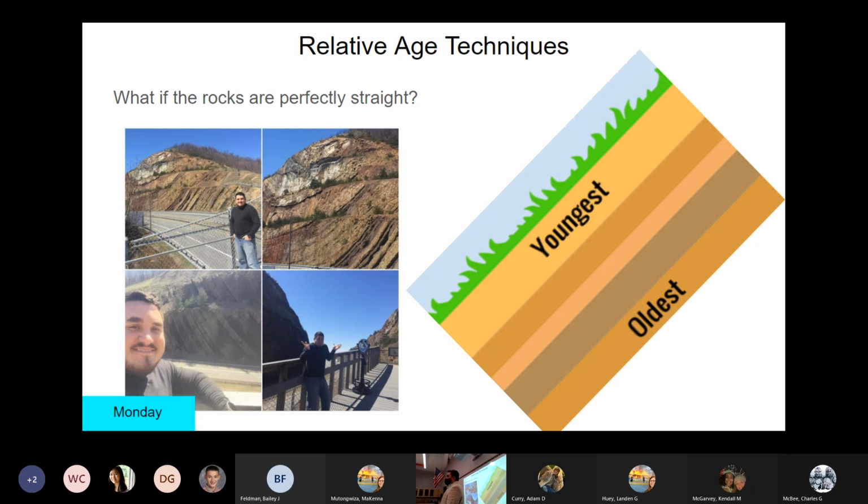So the question is, what if they're not perfectly flat and straight? And that happens quite often, especially on the rock that we are standing on. We have hills, we have mountains. What if they're not perfectly flat? Well, it's still the same idea. If they're not perfectly flat, oldest is in the middle or lower in that hill or on the center of the hill, and then the younger stuff is going to be on the edges of that hill.